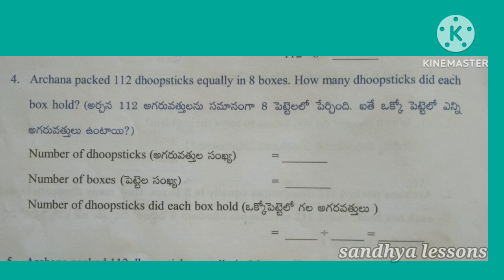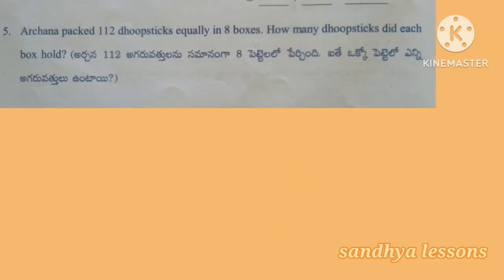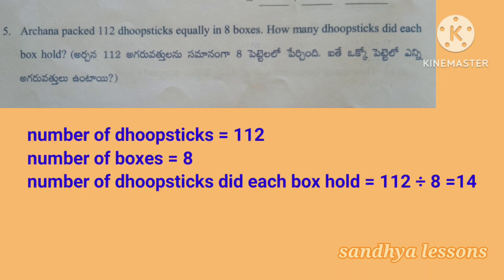Fourth and fifth problems were also the same problem. Solution. Number of dhoop sticks is equals to 112. Number of boxes is equals to 8. Number of dhoop sticks did each box hold is equals to 112 divided by 8. That is equals to 14.